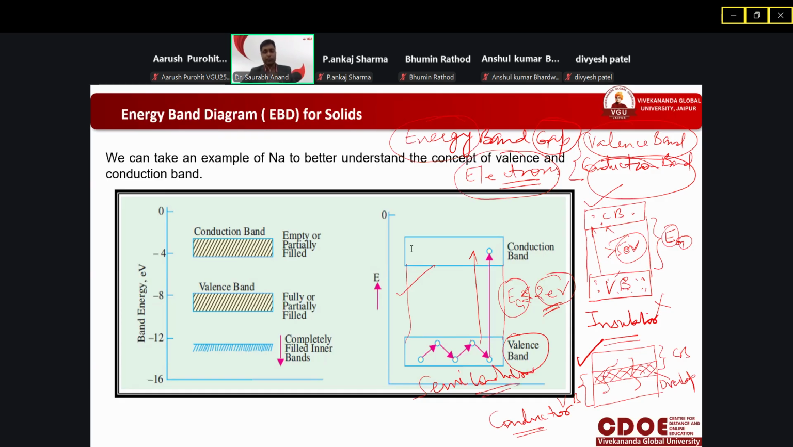So have you all understood what is energy band gap? How conduction is possible or impossible in a material, we can understand from the energy. Have you all understood? Are you getting what I'm saying? Okay. Anybody, any problem, any doubt, you can ask me. Otherwise, we will start the next diagram.